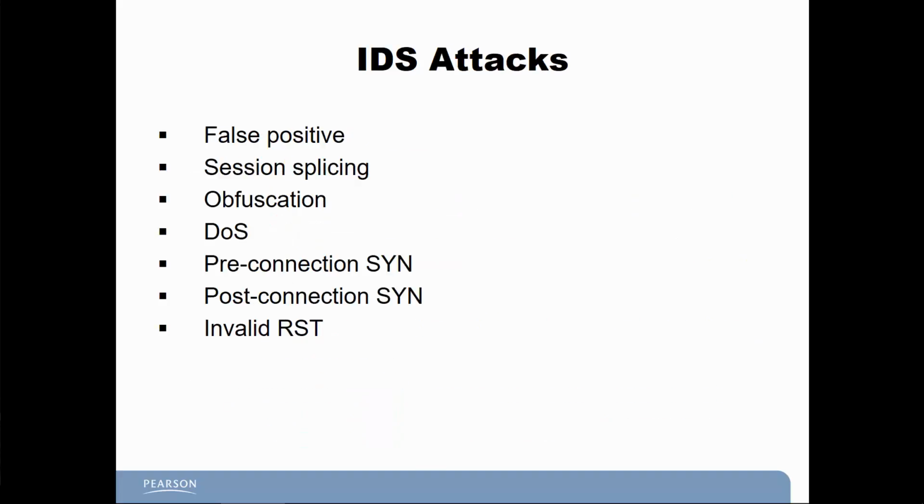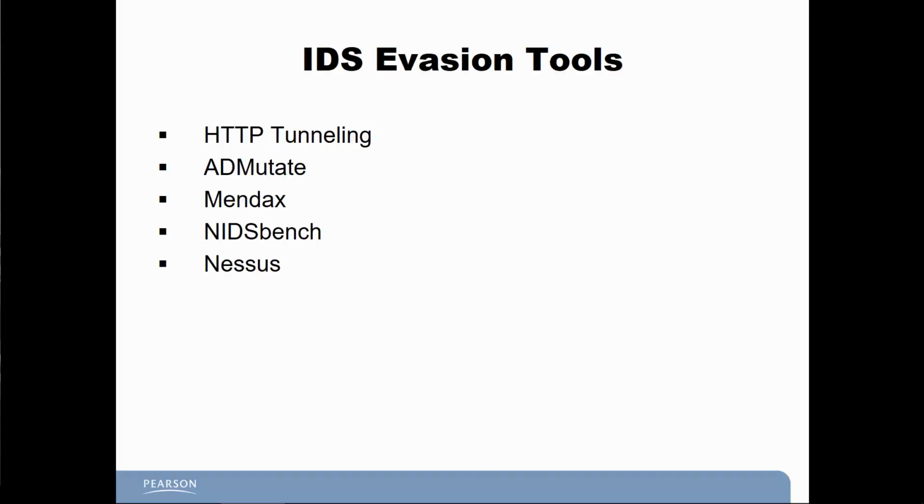So IDS attacks, very big false positives. That's where you get a positive that's really false. Session splicing we just talked about, some type of DoS attack or obfuscation. That's always a big one. Our pre and post connection SYN, that's going to be part of our TCP handshake. Some of our evasion tools could be tunneling or Network IDS Bench or even Nessus.